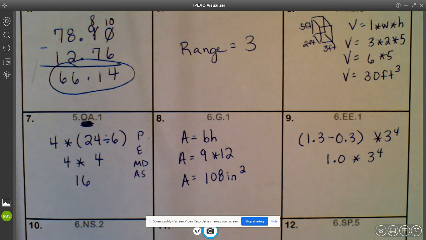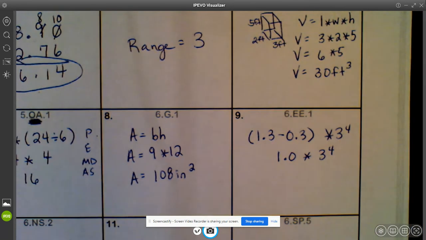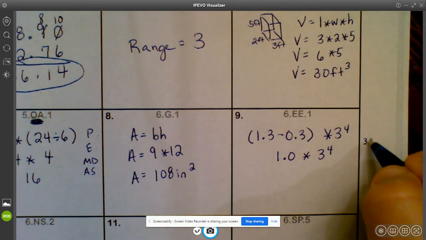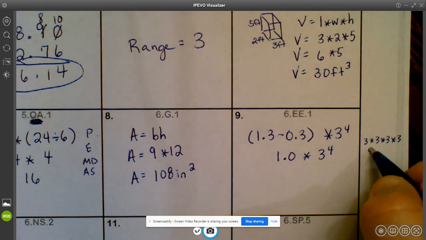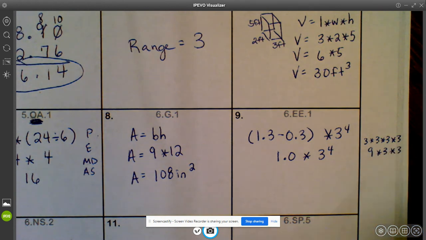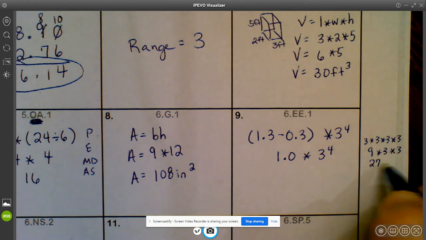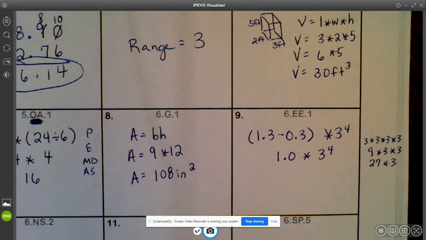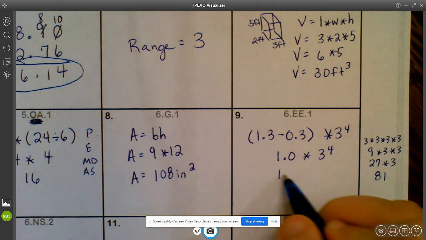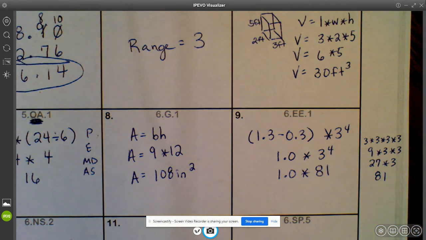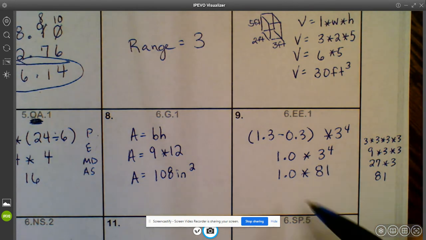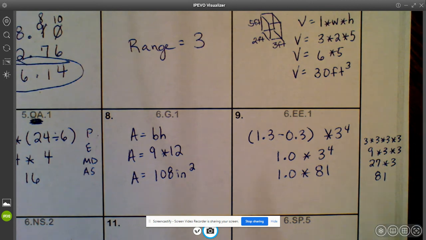So 3 to the 4th, I'll go over here to the side a little bit. That actually means 3 times 3 times 3 times 3. So 3 times 3 is 9 times 3 times 3. 9 times 3 is 27 times 3. And 27 times 3 is 81. So 1.0 times 81. And we know any number times 1, 1.0 is the same as 1. Any number times 1 is just itself. So this would just be 81.